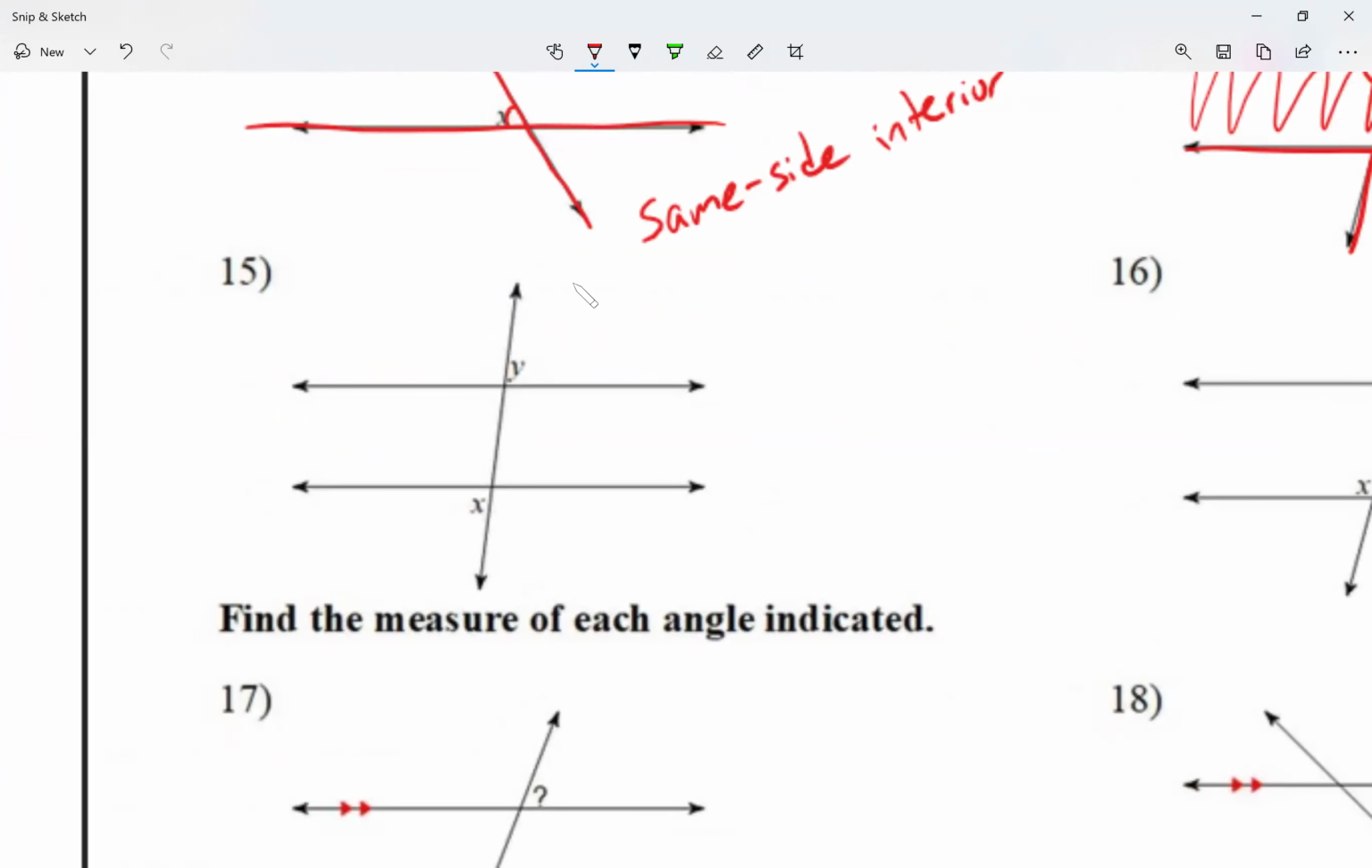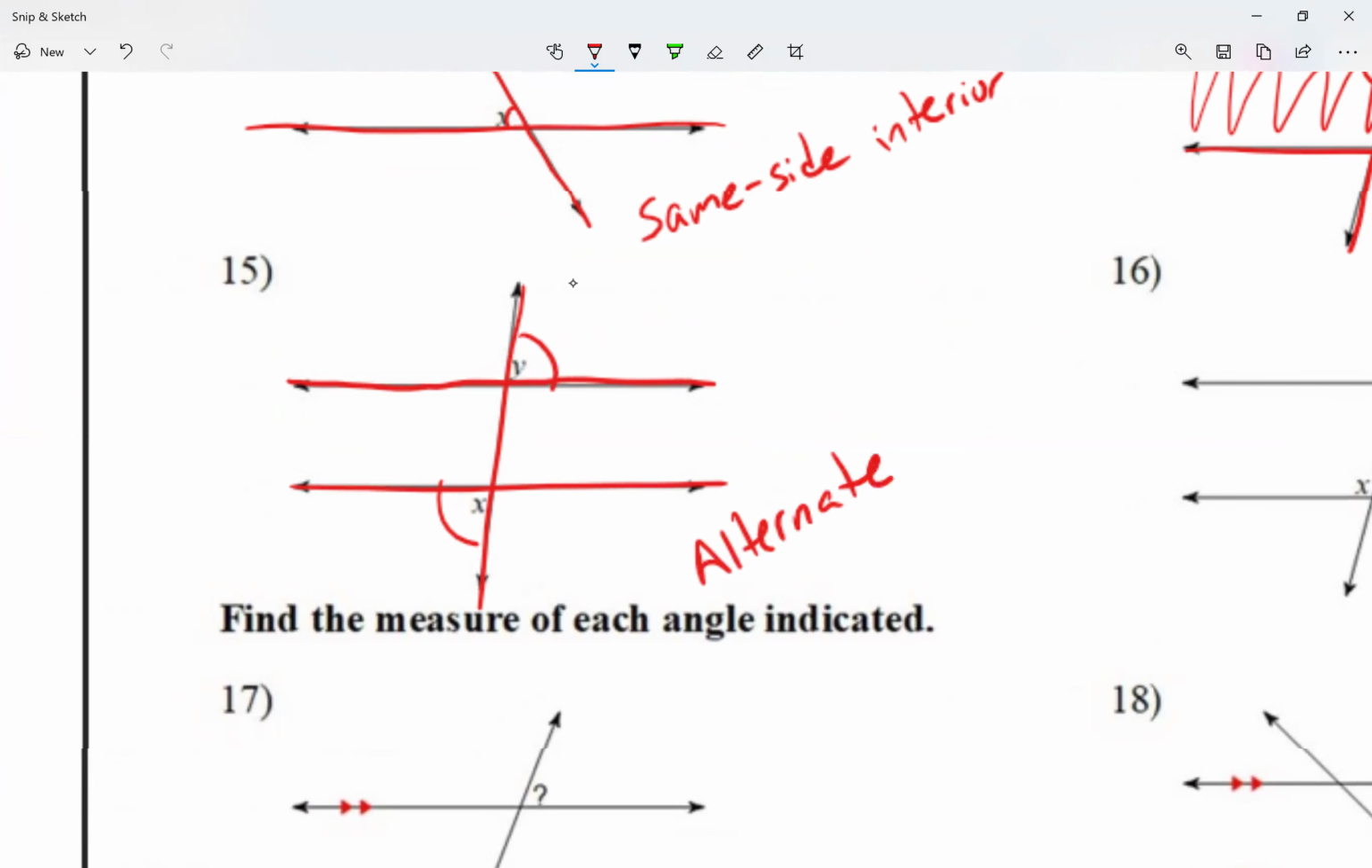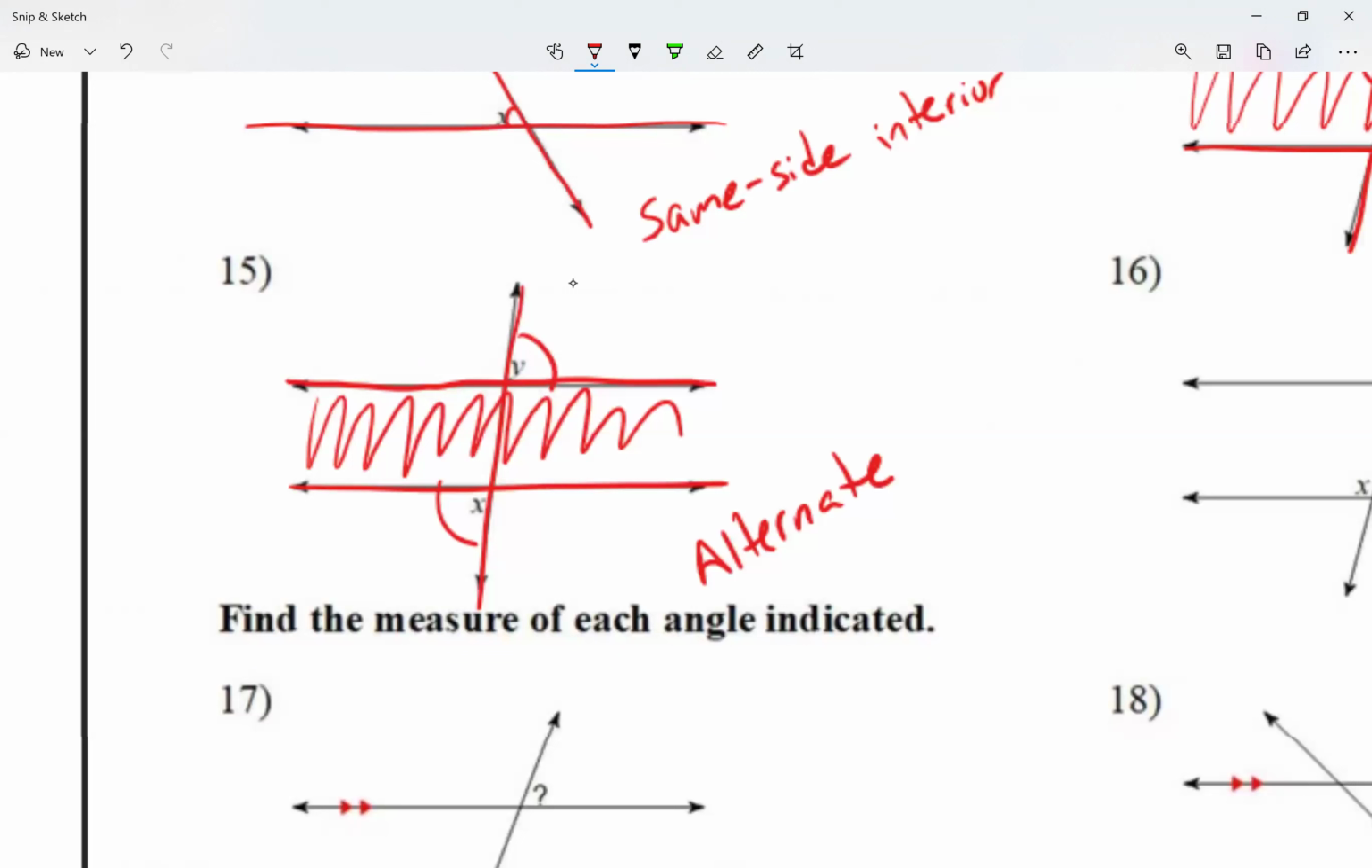Okay, let's take a look at number 15. I see my parallel lines, I see my transversal, I see my angles here. I see angle Y is on the right side of the transversal. I see angle X is on the other side. So that's definitely alternate. Remember, inside is in between the parallel lines. That's not where my angles are. They're outside. So outside, we call that exterior.